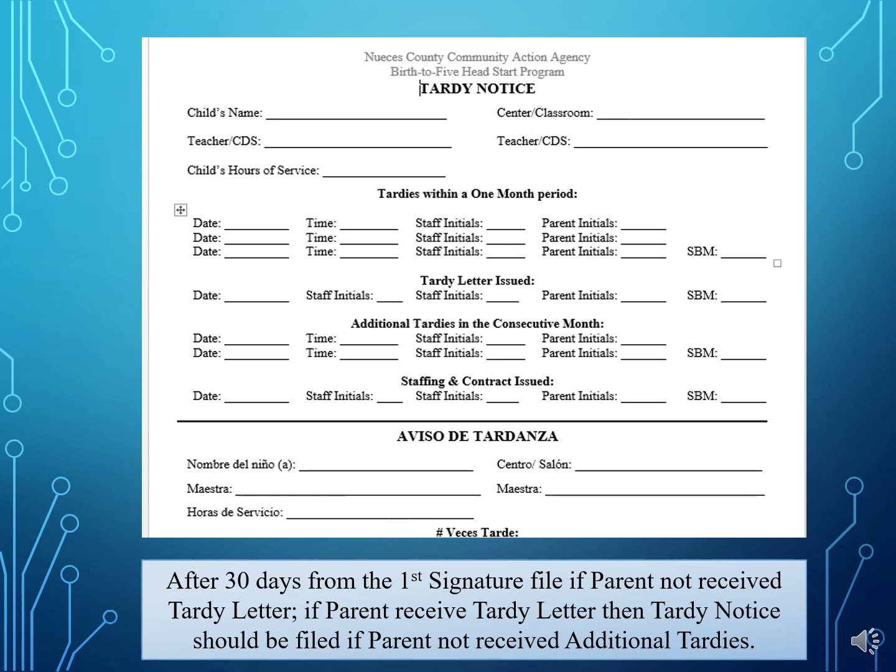So if someone signed their first tardy, initialed their first tardy, on February the 8th, then you have 30 days from February the 8th to use this form. If they've not received a tardy letter by the 30th day, then this tardy notice should be filed in the child's record and a new one placed in their sign in and out sheet to start another 30 days.